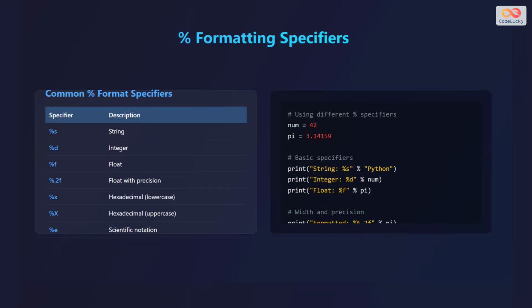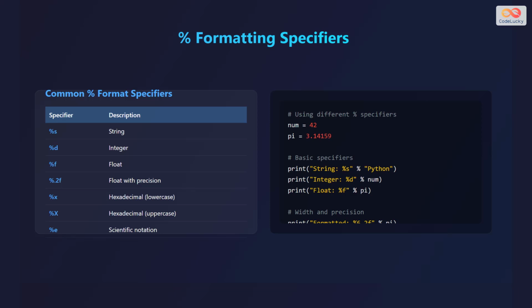Let's explore formatting specifiers used with the percent operator in Python. These specifiers define how values are converted and inserted into the string. Here's an overview of common % format specifiers. %s is used for strings. %d is used for integers. %f is used for floating point numbers. %.2f formats a floating point number with 2 decimal places.